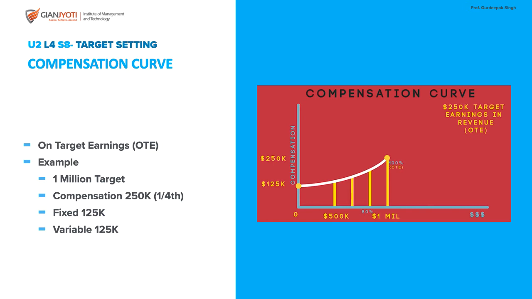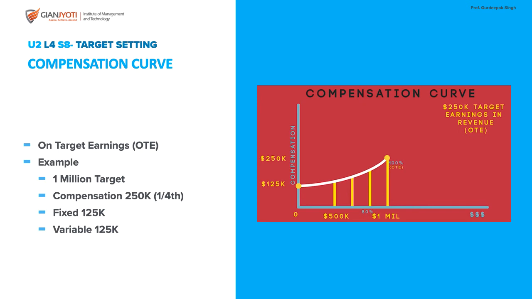Out of this 250, 125K is your fixed compensation, and the variable is 125, so the total becomes 250. And this is your OTE, that is the on target earning. So this is the curve in white which you are seeing. If the rep or the sales force is able to bring 500K, the fixed part is 125, and they will get the compensation as per this curve.